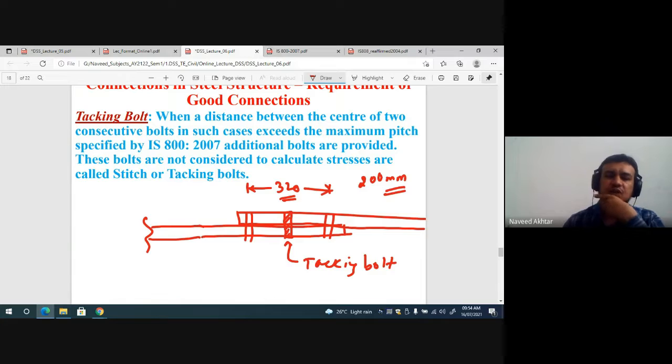If your center to center distance between bolts is more than this, then you have to provide an additional bolt. That bolt will not be considered as taking the load, but it should be provided to avoid exceeding the maximum pitch. These additional bolts are not considered load carrying, and that's why they are called stitch bolts or tacking bolts. So a tacking bolt is also called a stitch bolt.